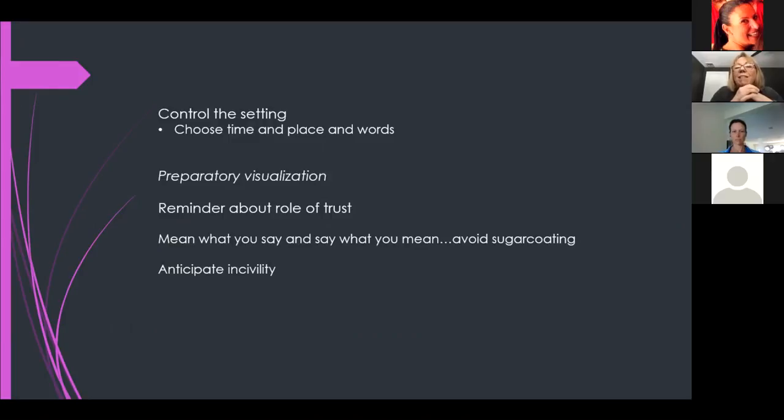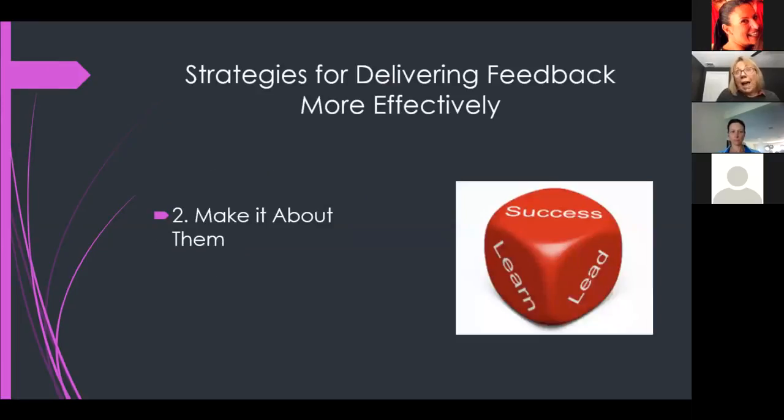We put in that documentation, if you're documenting feedback or providing feedback, that there's that reminder about trust and mean what you say and say what you mean. And that's avoiding that sugarcoating that they were talking about with that sandwiching effect of good, bad, and then good. And also anticipate some incivility. At first, students can find it very difficult to accept what you're saying, that they need an improvement, when they don't have the insight sometimes that we do. But I think it's important to be honest and fair to students if you really want them to succeed.